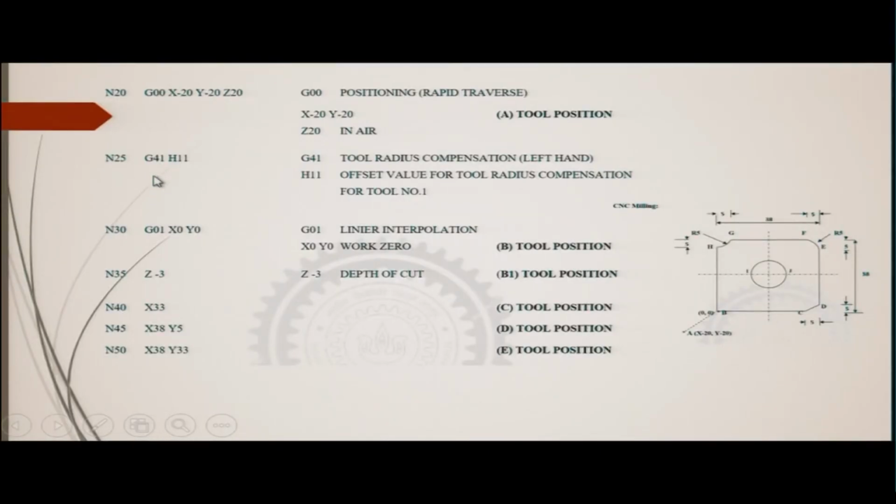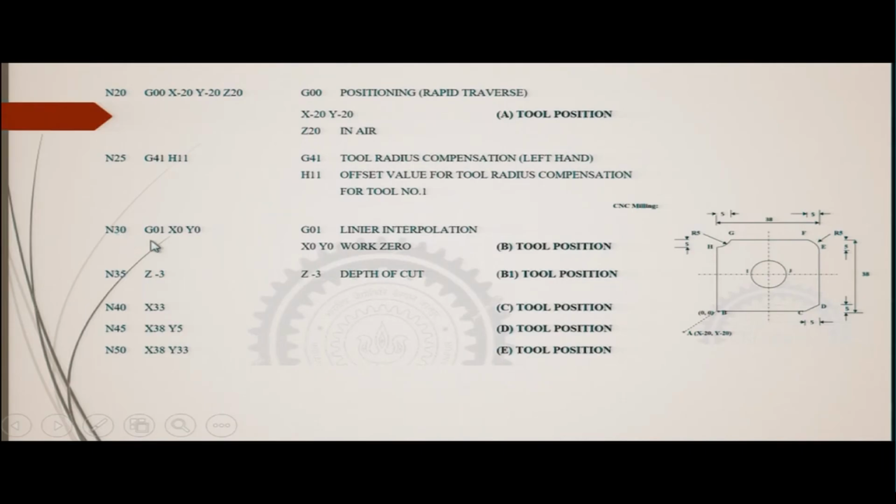Next block says G41, G41 H11. G41 stands for the tool radius compensation. I already told you that the periphery is cutting, but the dimensions are given with respect to the axis. So, therefore, the compensation has to be given, and H11 stands for the offset value for the tool radius compensation. What is the value for tool number 1?